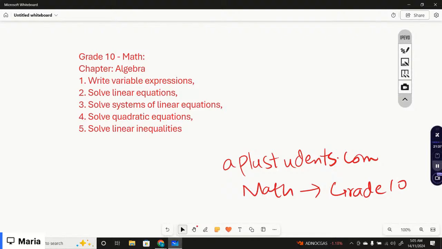The lessons we're going to cover today are write variable expressions, solve linear equations, solve system of linear equations, solve quadratic equations, and then solve linear equations. Please make sure you have your notebook and pencil so that you can note down the examples and definitions as well.